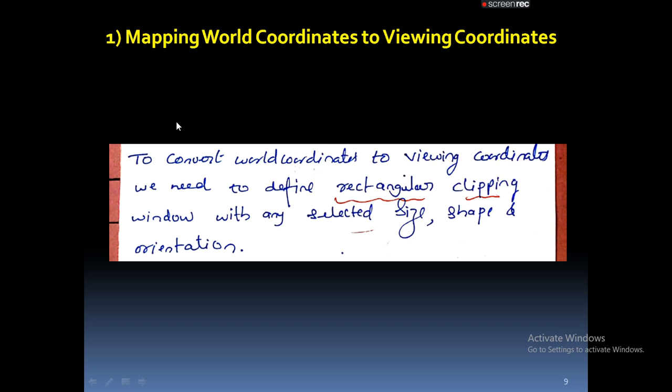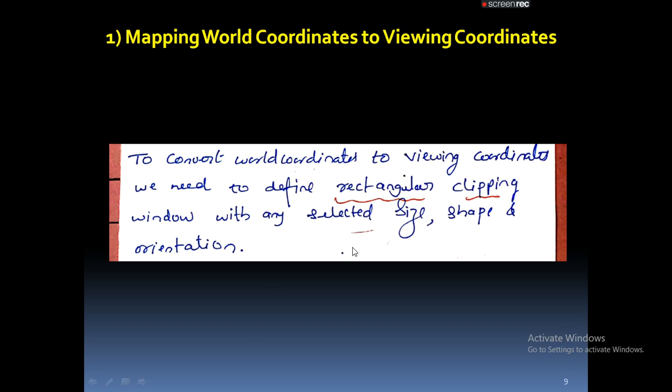So to convert world coordinates to viewing coordinates, we need to define a rectangular clipping window with any selected size and shape and orientation. The meaning is, assume that the object is already created. Now we want to map those object coordinates in the world coordinate to viewing coordinates. Then you need to specify the properties of the viewing coordinate with respect to the clipping window.